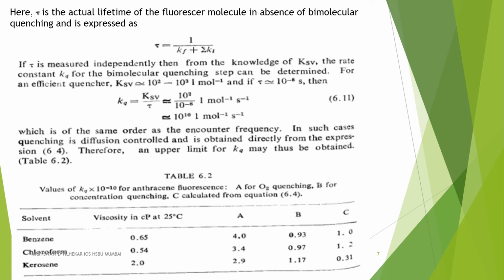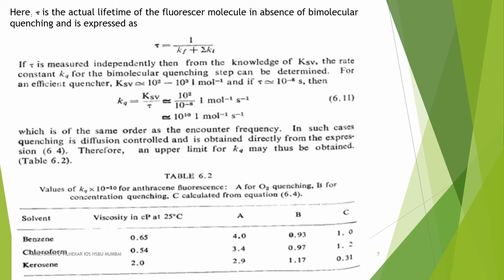So by calculating, we will get that the Kq value comes in the range of 10 to the power 10 liter per mole per second, which is of the same order as that of the encounter frequency as calculated in the cage effect. So that is the collision solutions. In such cases, quenching is diffusion controlled and is obtained directly from the expression 6.4, which we have already seen.